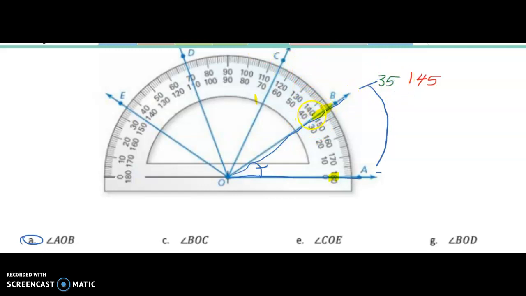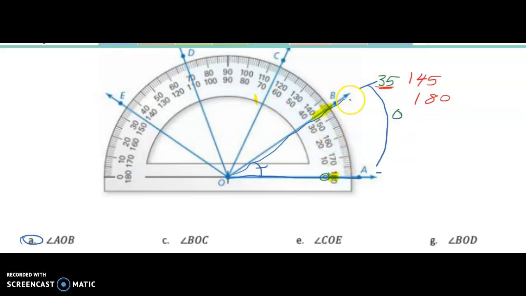So the outside number is 145 here. And then the outside number on bottom is 180. So this one here is 180. Or if you go with the inside, the number is between 40 and 30, so it's 35. And then the inside number on the bottom is 0.